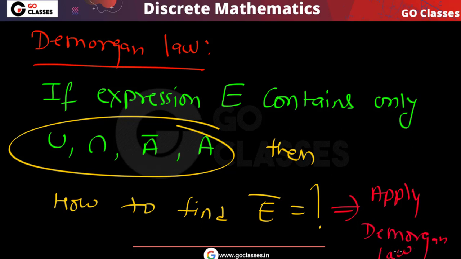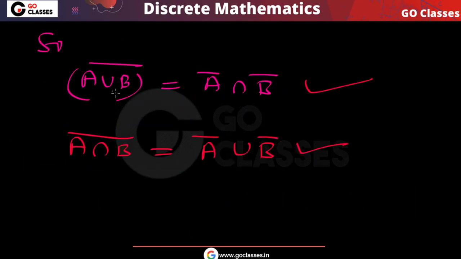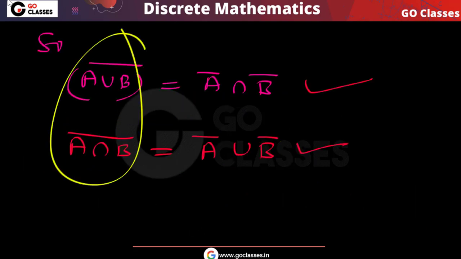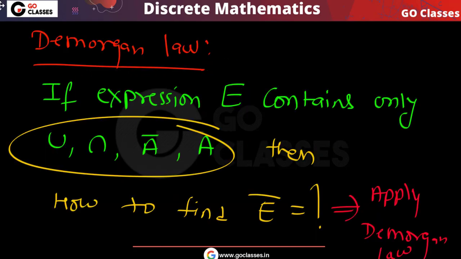So when to apply De Morgan law? You have some expression E that contains only union, intersection, and complement. In this expression E, you should not have symmetric difference, you should not have difference. This De Morgan law you can apply for union and intersection only. Only these things must be there. Then you can find E complement using De Morgan law.